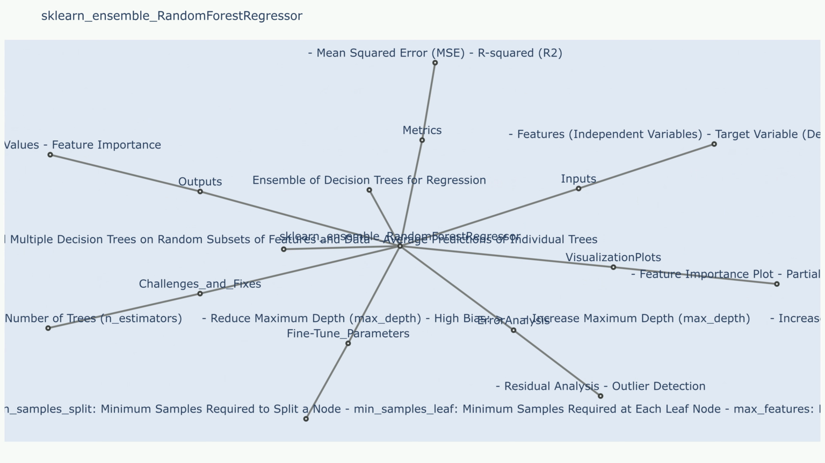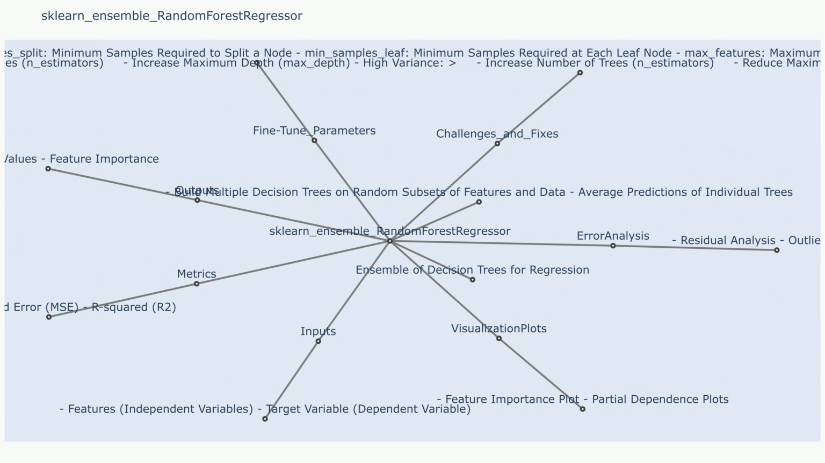Fine-tune parameters. Parameter 1. N estimators determines the number of trees in the forest. Increasing this value generally improves performance but can also increase training time. Parameter 2. Max depth controls the maximum depth of each decision tree. Limiting depth can help prevent overfitting by restricting the complexity of the trees.